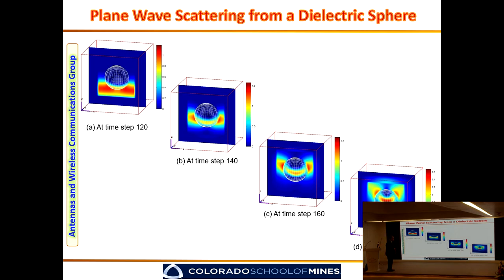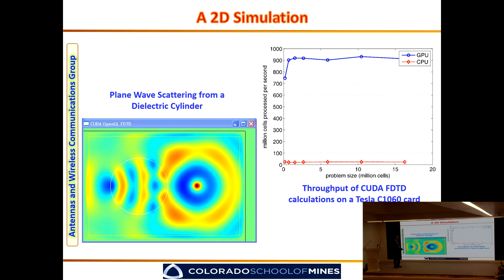You can also do the animation for a three-dimensional object. This is the dielectric sphere and the plane wave going from this direction. At different time steps, you can see the field distribution. And in this case, we have a line source and a dielectric cylinder. It is basically animation similar to what I showed you before.